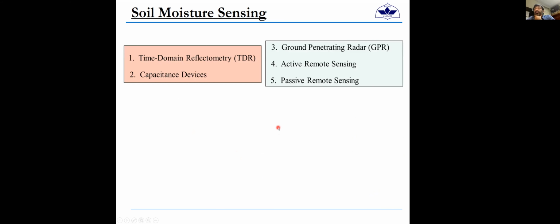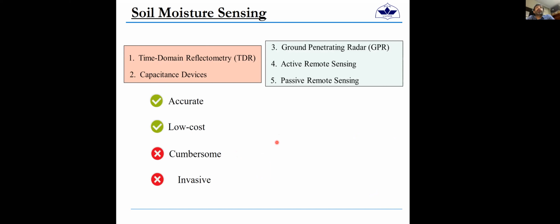Okay, before we move to discuss our idea, let's compare them. This red thing on your left is two methods which are based on invasive things, so time domain refractometry and capacitance devices. What are their pros and cons? They are very accurate and low cost, but they are cumbersome. You need special persons to deploy them, and they are invasive. So you have to put them in so many places in order to cover, for example, a complete field.